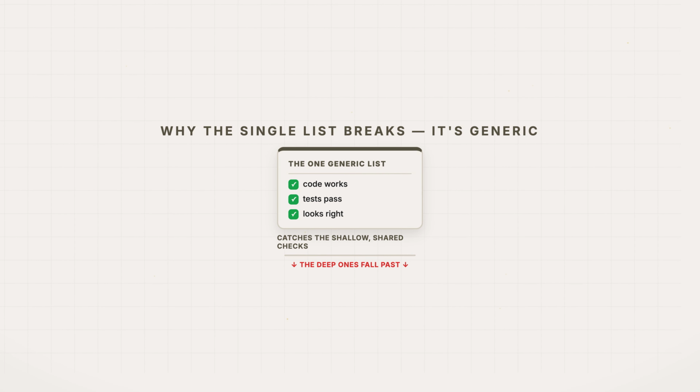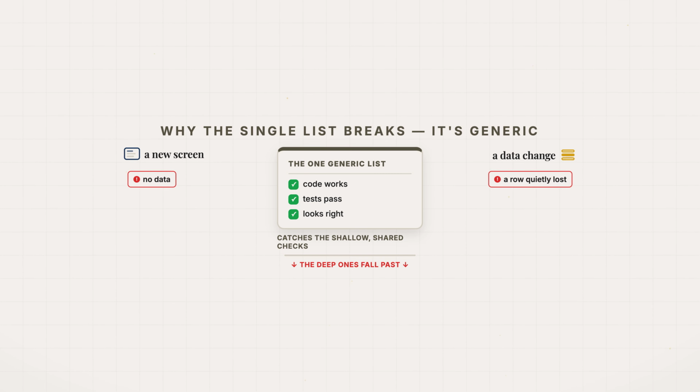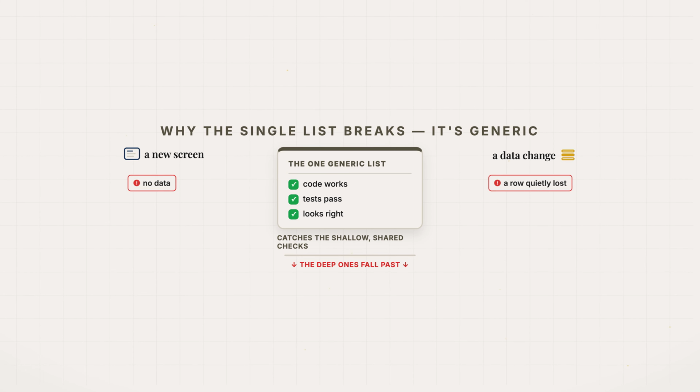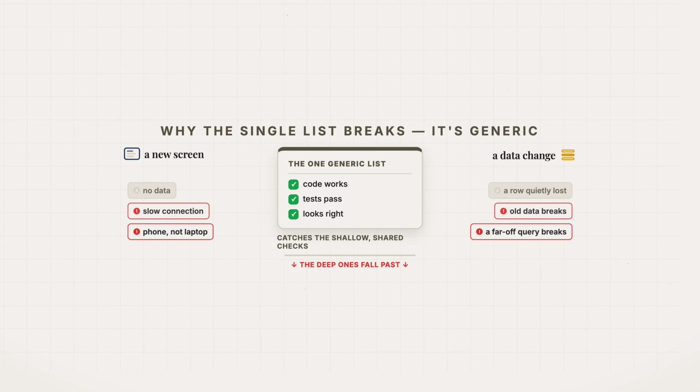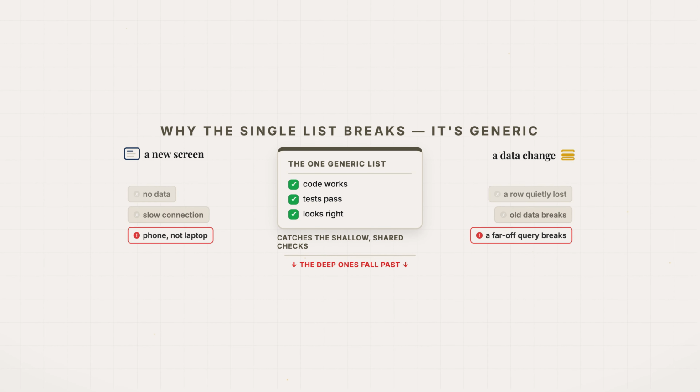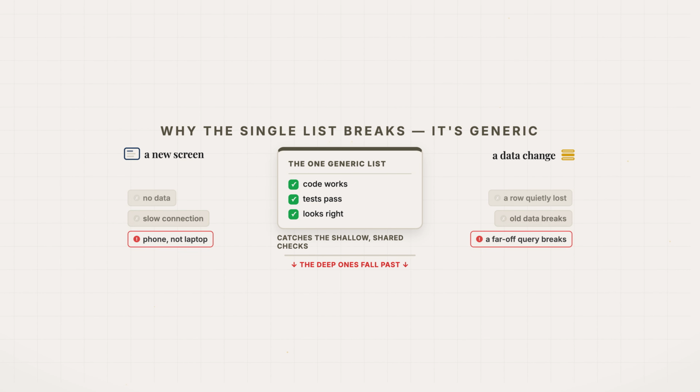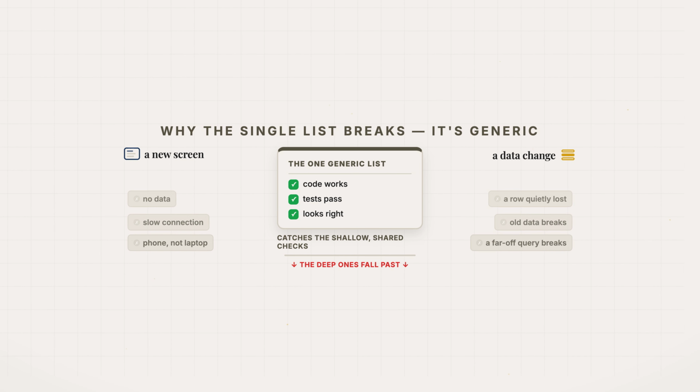The reason a generic checklist fails isn't that it's short, it's that it's generic. The verification a screen needs and the verification a database change needs have almost nothing in common. A new screen can pass "looks right in the browser" and still fall apart the second a real user hits it with no data, or a slow connection, or a phone instead of a laptop. A database change can pass every visible check and still quietly lose a row or break a query 3 features away that nobody thought to open.